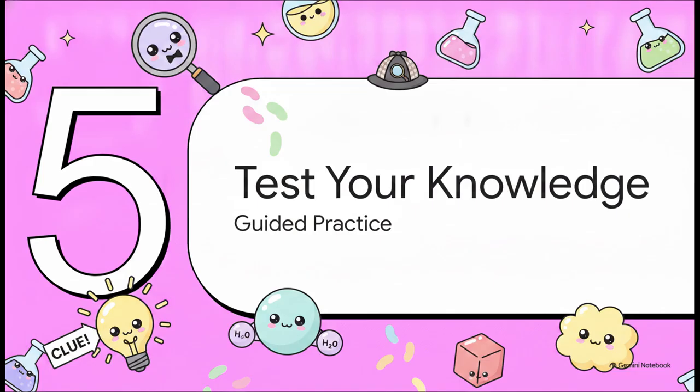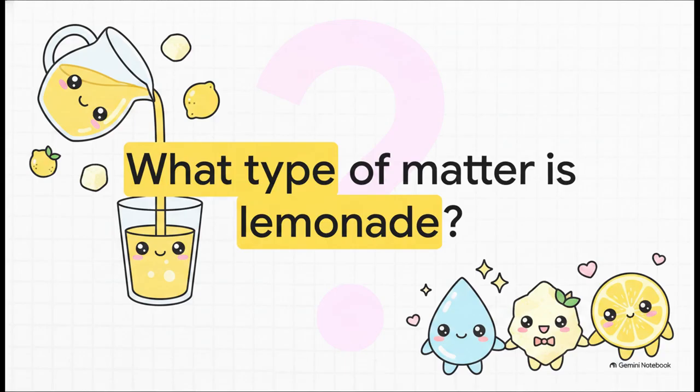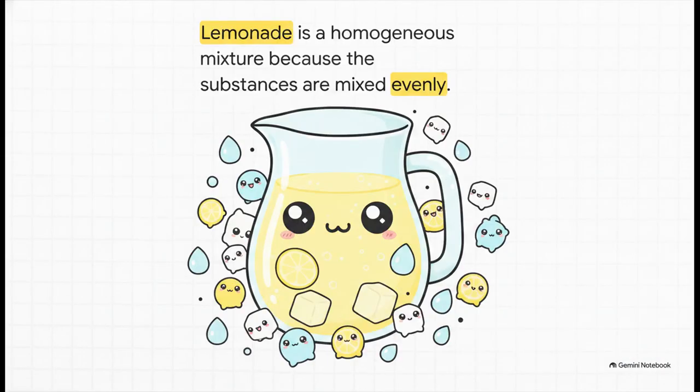Section 5. Practice. Test your knowledge. Okay, time to put your new detective skills to the test. Consider this real-world scenario. A student mixes water, sugar, and lemon juice in a pitcher. After a good stir, the drink looks completely uniform throughout. Based on those 4 clues we just talked about, how would you classify this type of matter? Take a second. If you guessed homogeneous mixture, you hit the nail right on the head. Our claim is that lemonade is a homogeneous mixture, and the evidence is solid. There are multiple substances present, but they are evenly distributed, so the entire mixture looks exactly the same throughout. You are thinking exactly like a scientist.